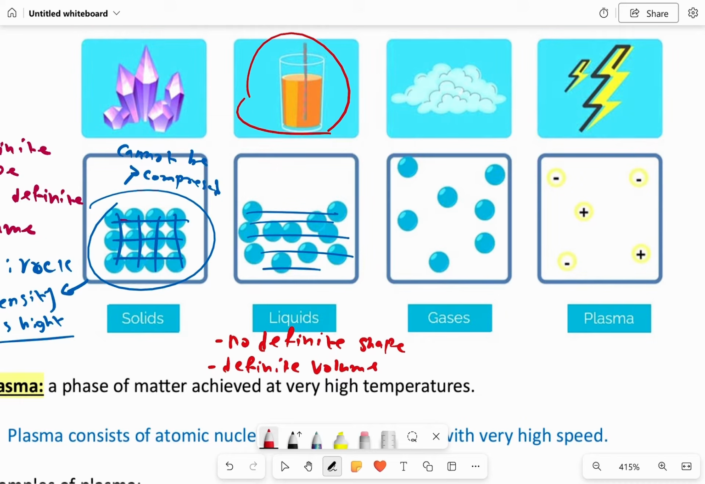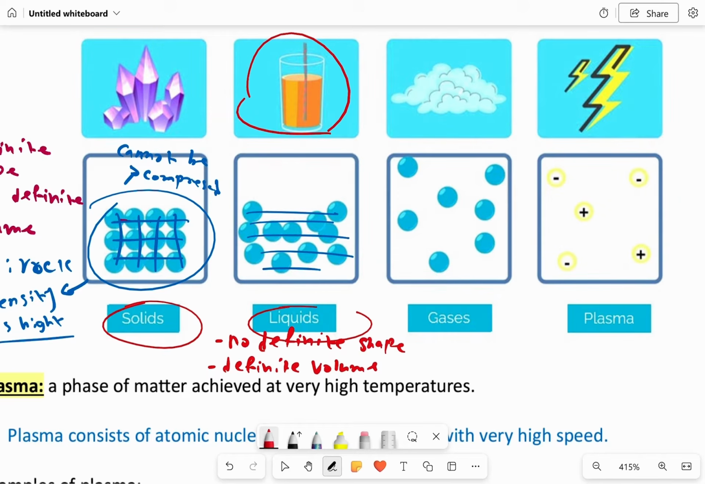Like solids, the density of liquids is high too, but compared to solids, it's less, okay? So solids, remember, they have the highest density. Liquids, they cannot be compressed too. If I ask you why, you'll say because the distance between the atoms is too small, okay?